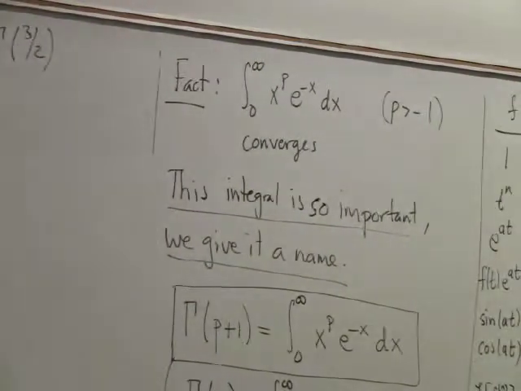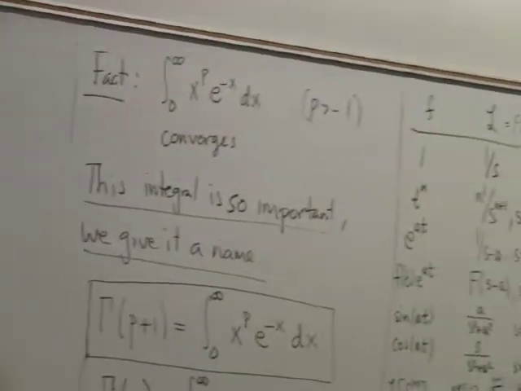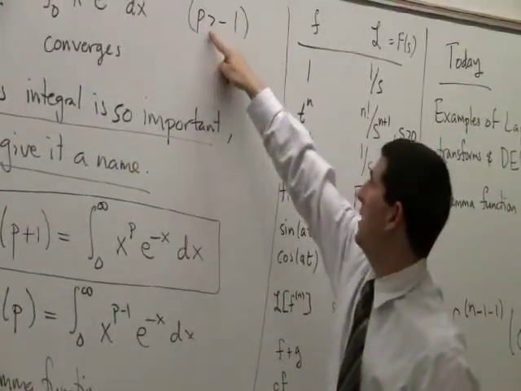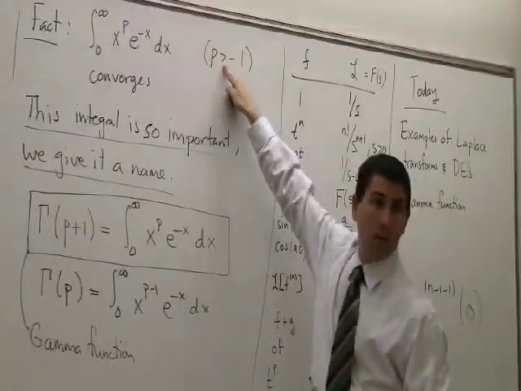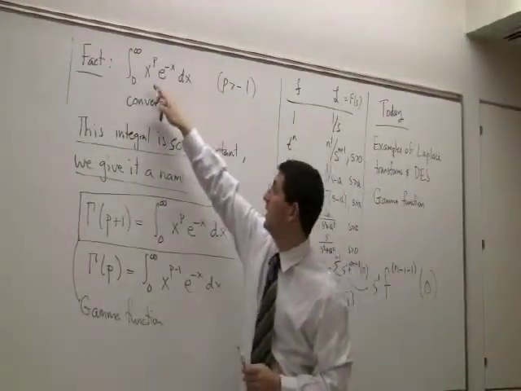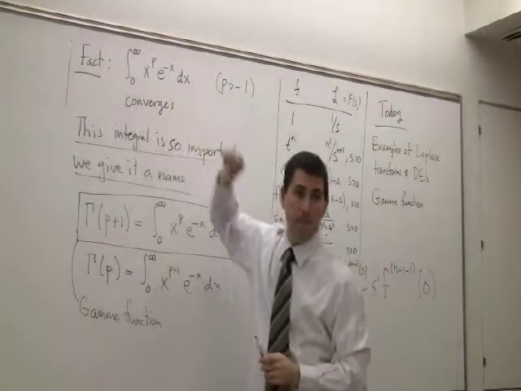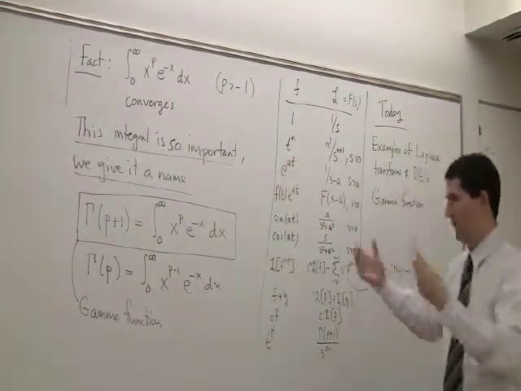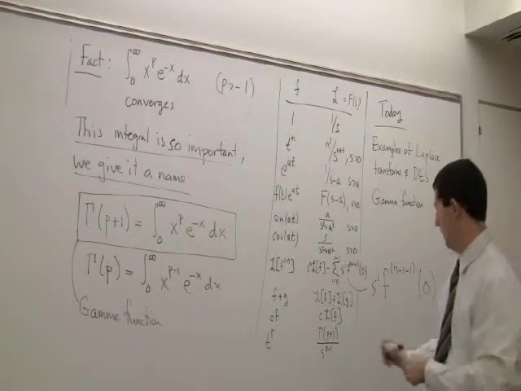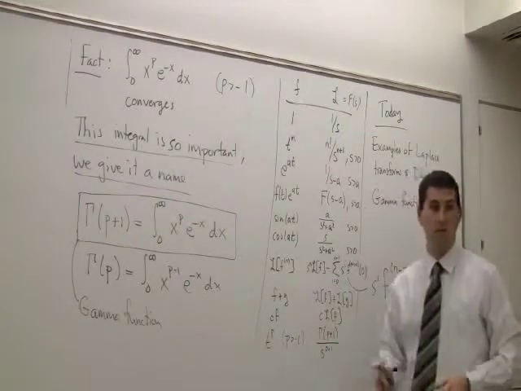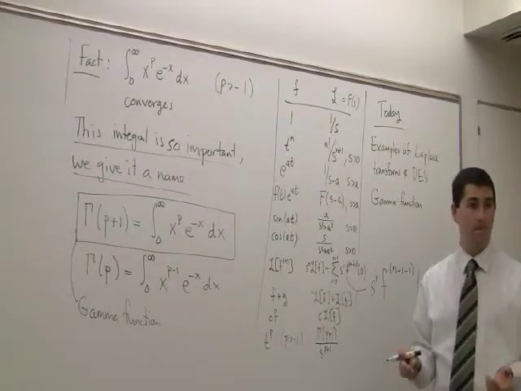Well, what are you allowed to put in, right? Where's our fact? Oh, there's our fact. We're not allowed to have p be anything negative 1 or below. Right? Otherwise, this integral isn't going to converge. Okay? At least the way we've defined everything. So here p is greater than -1. But it's any real number now.